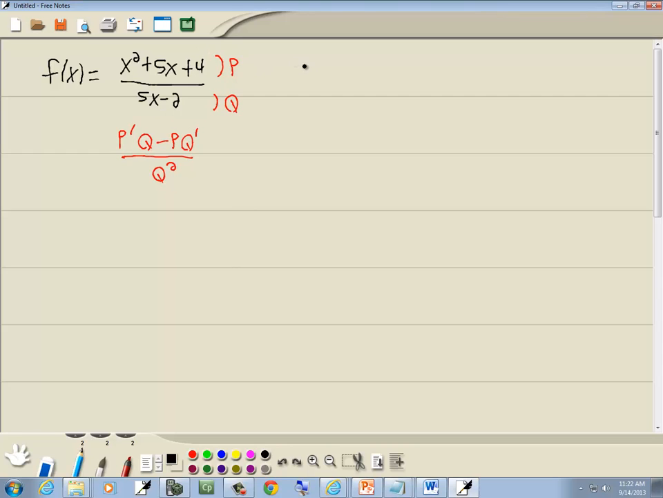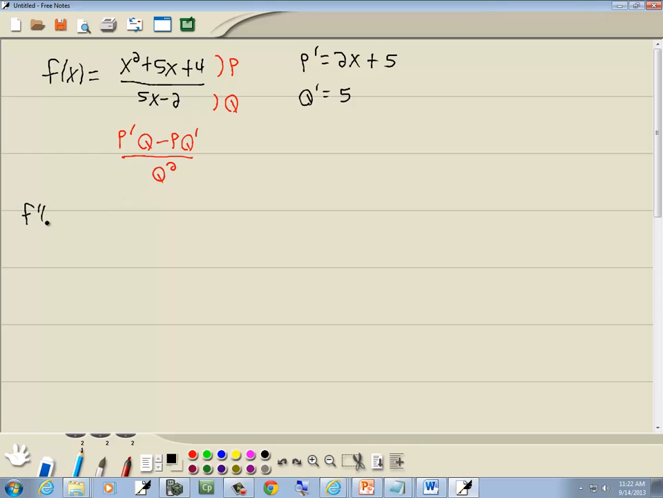Well, the derivative of P. The x squared, take your power, put it out in front, lower your power by 1, so 2x at first, plus 5x just becomes 5, and then the derivative of 4 is 0. Q prime, the derivative of 5x minus 2, is 5. The negative 2 drops away.